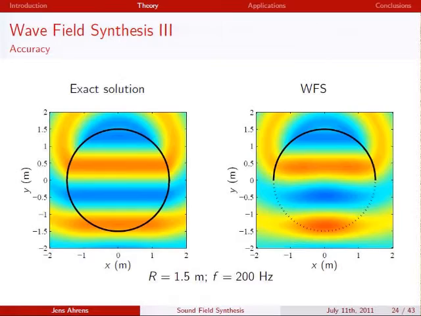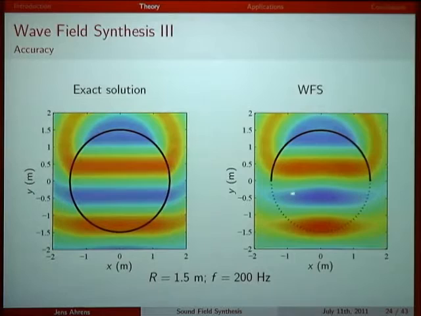On the left-hand side, you see the exact solution, and on the right-hand side, the WFS solution for a spherical secondary source distribution. This is the illuminated area, the secondary sources that are active, and those are the secondary sources which are inactive. And you see at very low frequencies, in this case 200 hertz, some minor deviations of the WFS solution compared to the exact solution. It's hard to prove, but this is most certainly inaudible. So this sounds very much the same.